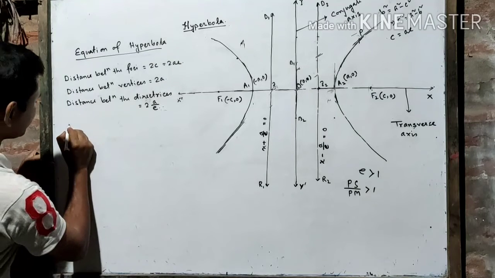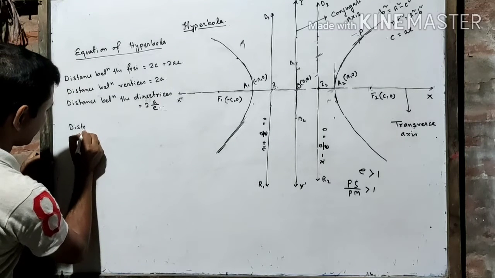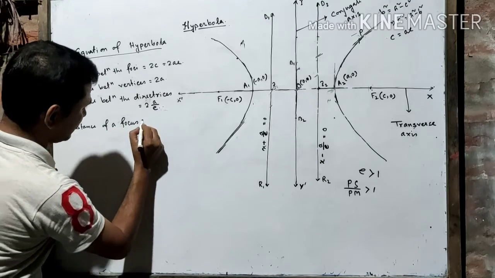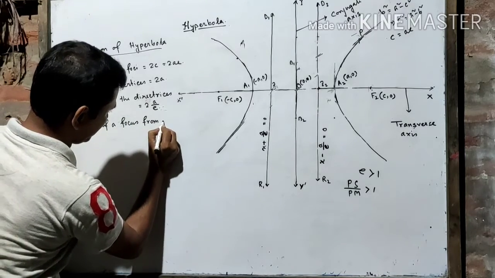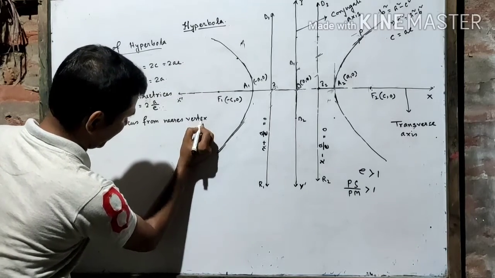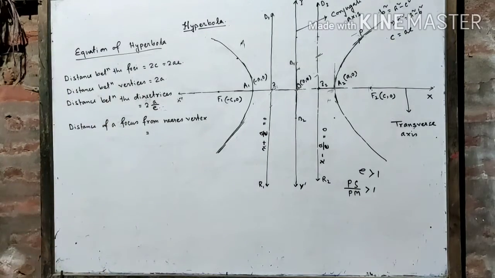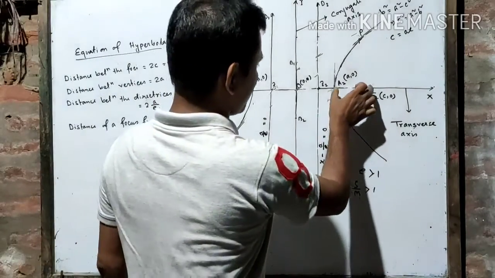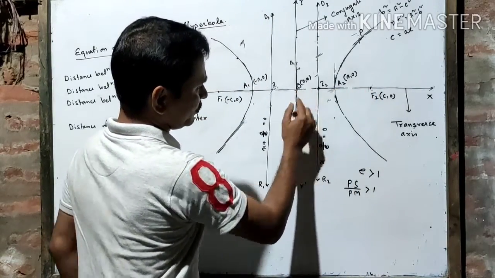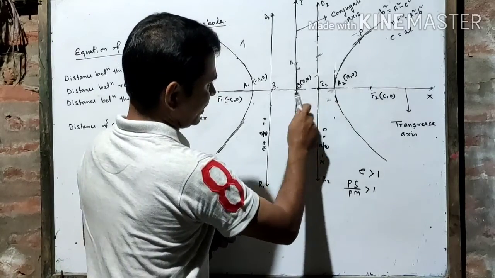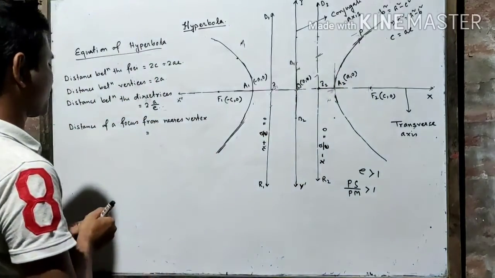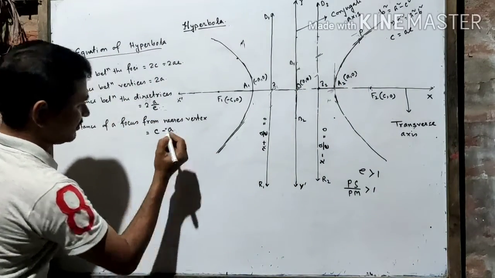Next, distance of a focus from nearest vertex. What will be the distance of a focus from a nearest vertex? So this is the vertex and this is the focus. This length OA2 is a, and this length OF2 is c. So A2F2 will be c minus a.